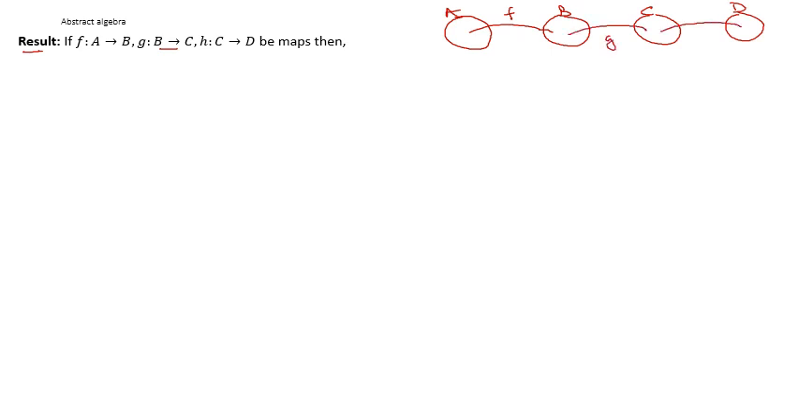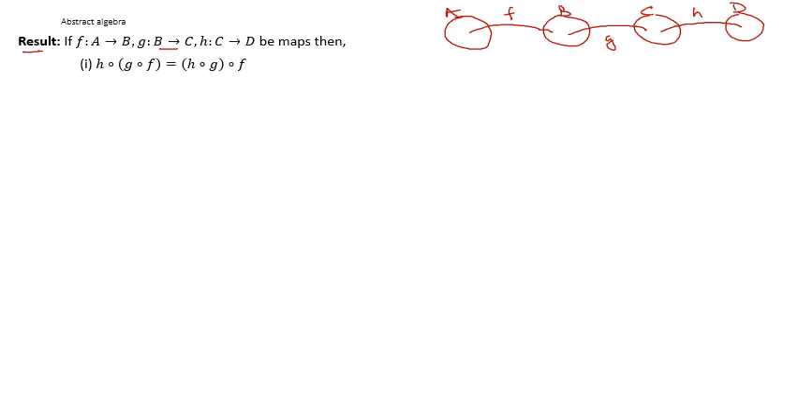Now if f is a mapping from A to B, another result, g is a mapping from B to C, and h is a mapping from C to D. Capital A, capital B, capital C, and capital D. F is a mapping from A to B, G is a mapping from B to C, and H is a mapping from C to D.